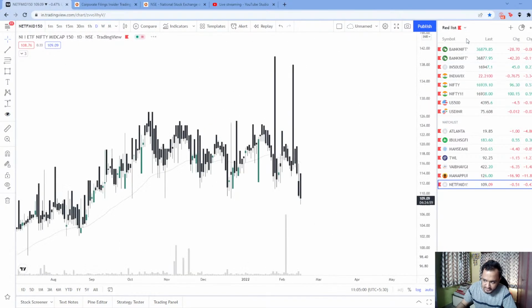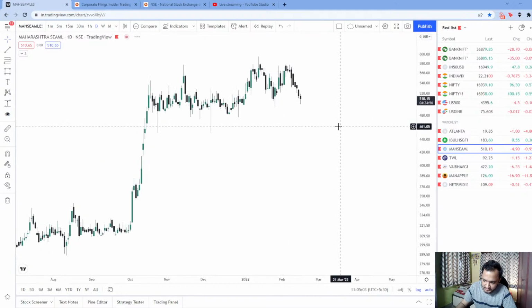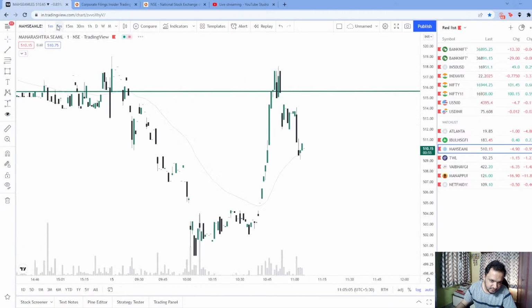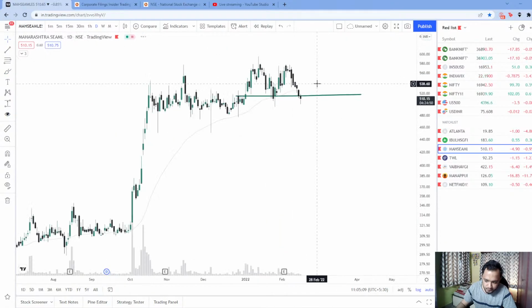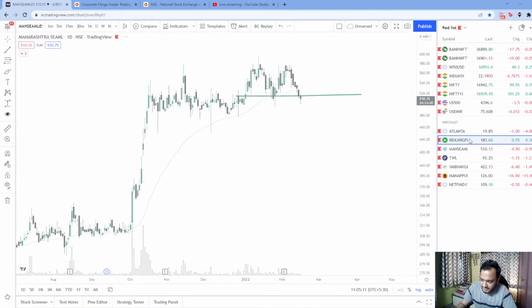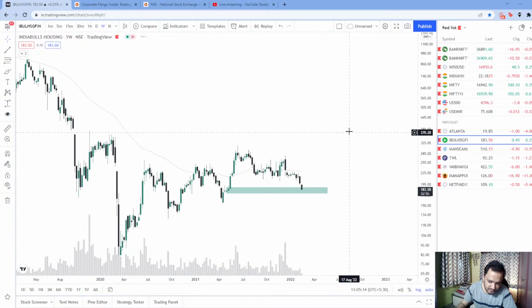Maharashtra Seamless is still good. It was green for some time today in the morning, I think. So it was green here. At this point, you want to trade with very small size. India Bulls Housing, also keep a watch on this, right?